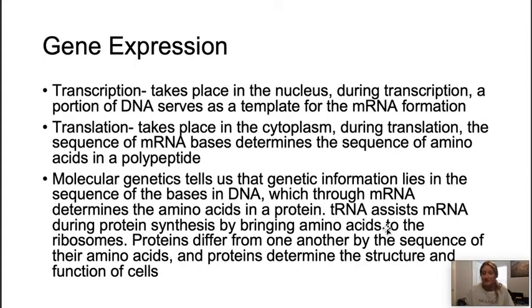So, molecular genetics. How do we fit all of this together? We've learned about DNA, we've learned about RNA. Well, molecular genetics tells us that genetic information lies in the sequence of the bases in DNA, which through mRNA determines the amino acids in a protein. tRNA assists mRNA during protein synthesis by bringing amino acids to the ribosomes. Proteins differ from one another by the sequence of their amino acids, and proteins determine the structure and the function of cells.